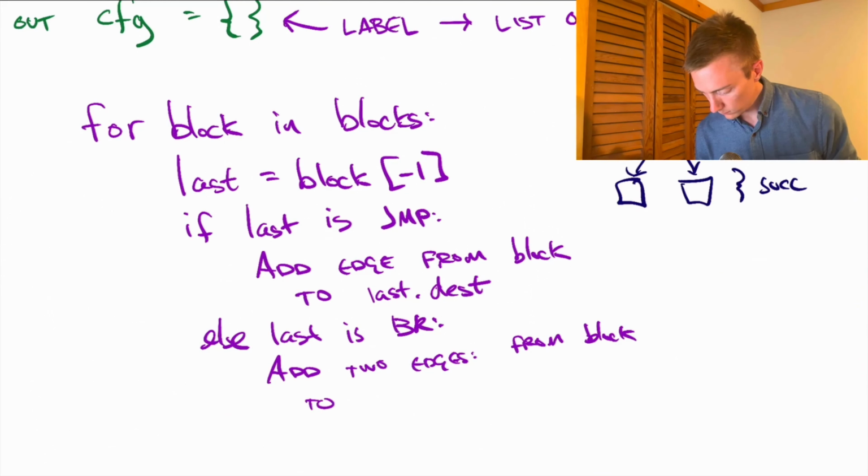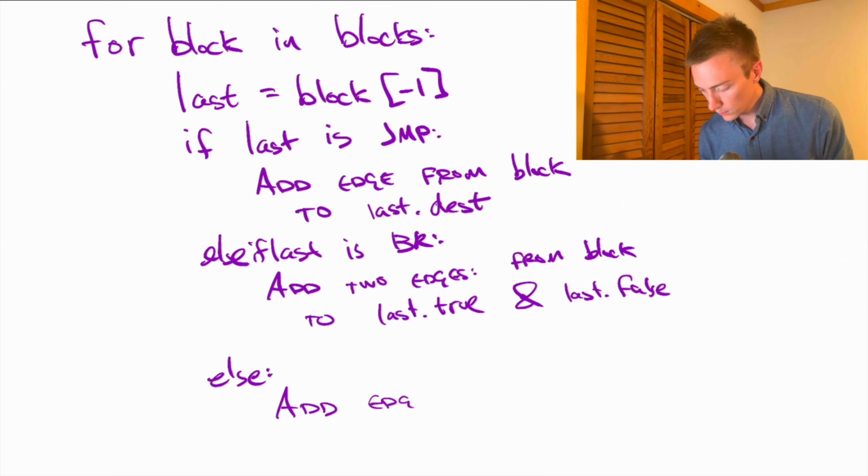There's one final case. That's an else if. This is the else case. We're going to have to deal with cases where the block doesn't have a terminator, that is, doesn't end in a branch, so it's going to fall through to the next block. We're going to need to add an edge to the graph for that as well. I'll just say add edge to block+1. That's, again, a total abuse of notation just to say the next block in the list.